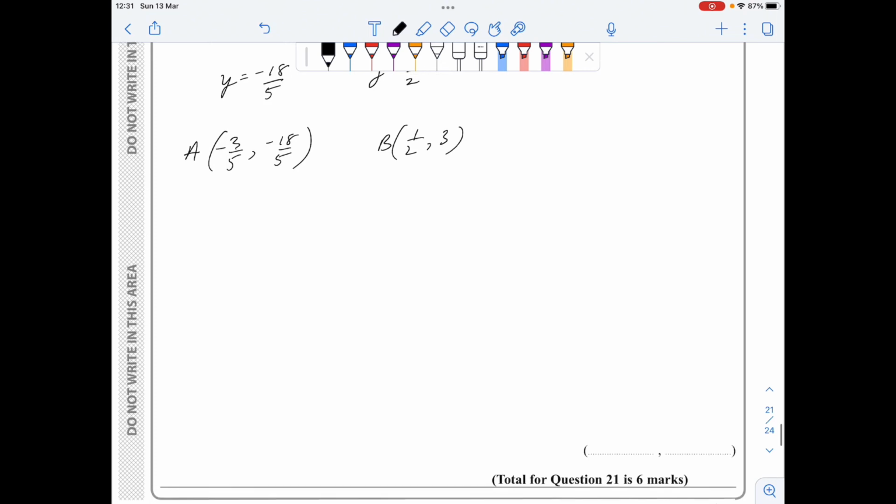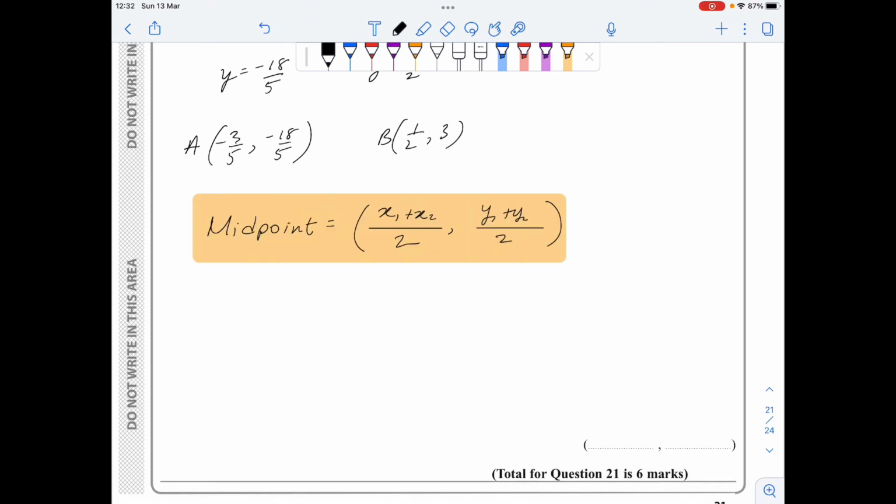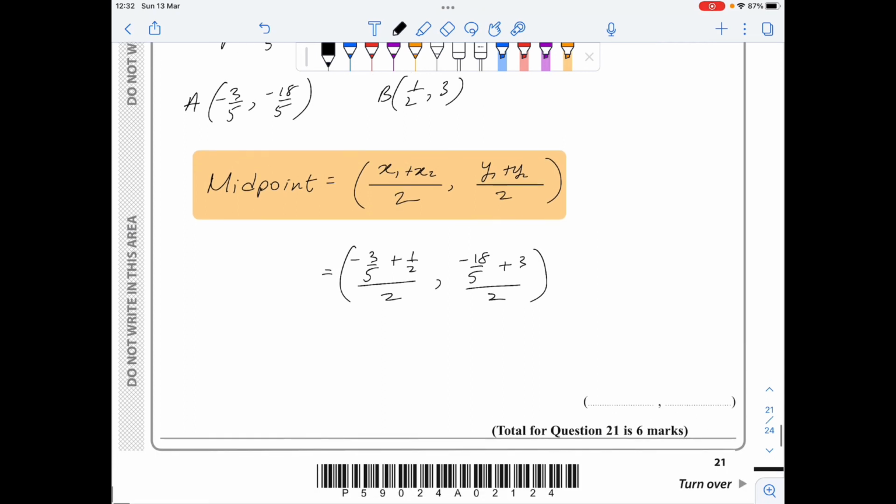Now, to find the midpoint, the formula I'm going to use is the following. So let's substitute the values from above. For the x coordinates, I get minus 3 over 5 plus 1 over 2, all over 2. And then for the y's, minus 18 over 5 plus 3 over 2, all over 2. You can put this on the calculator, and the answer will be minus 1 over 20 and minus 3 over 10. You can give your answers as decimals or fractions. Both are correct.